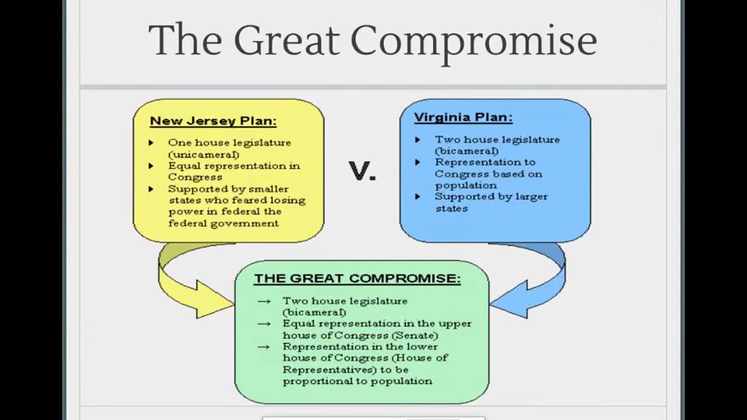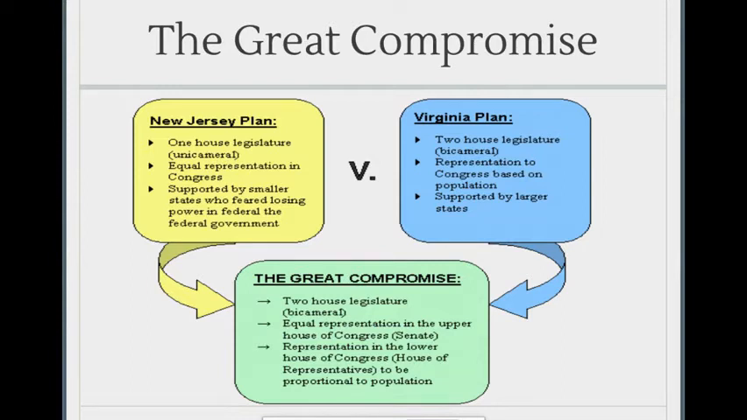So let's look at what happens. At the convention, we're going to have some compromises. And one of them that's really important is the Great Compromise. You guys need to know this. We have the New Jersey plan, right? New Jersey, everything's legal in New Jersey. Remember that it's a small state, okay? Very small. Then we have the Virginia plan, large state. So we have small versus large.